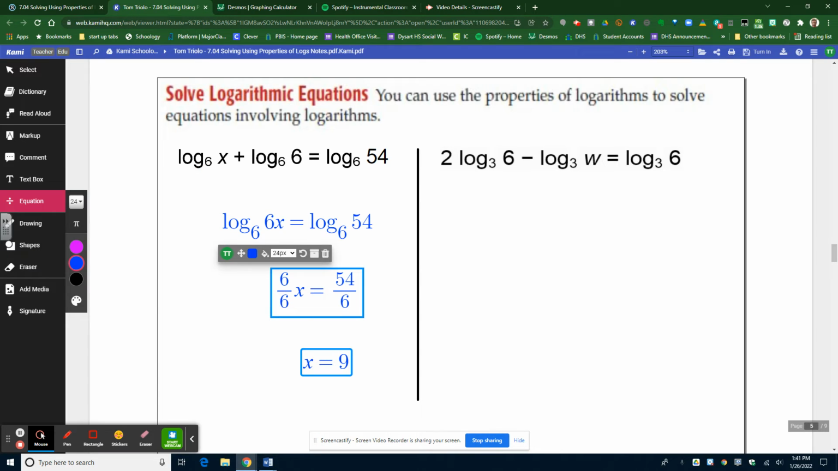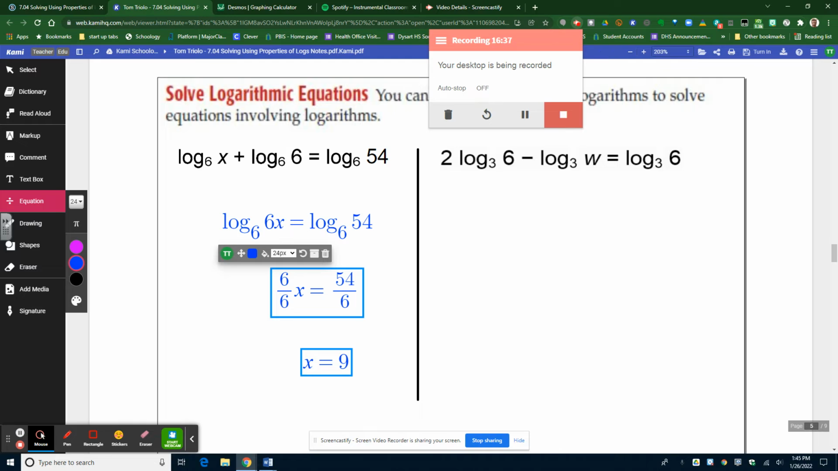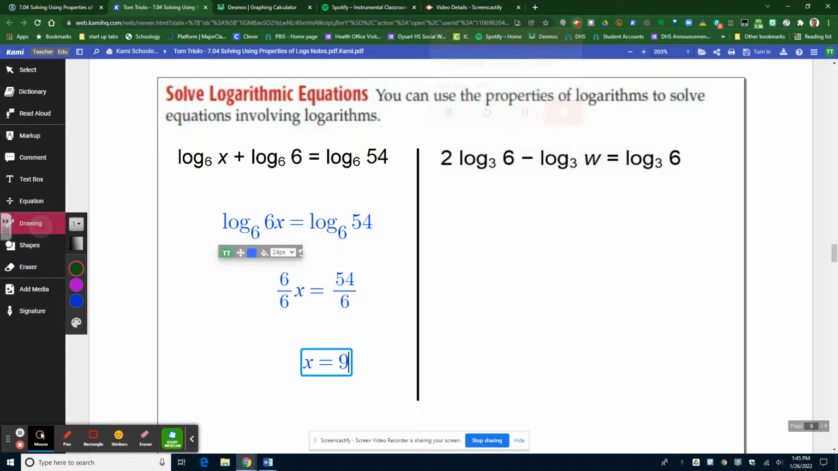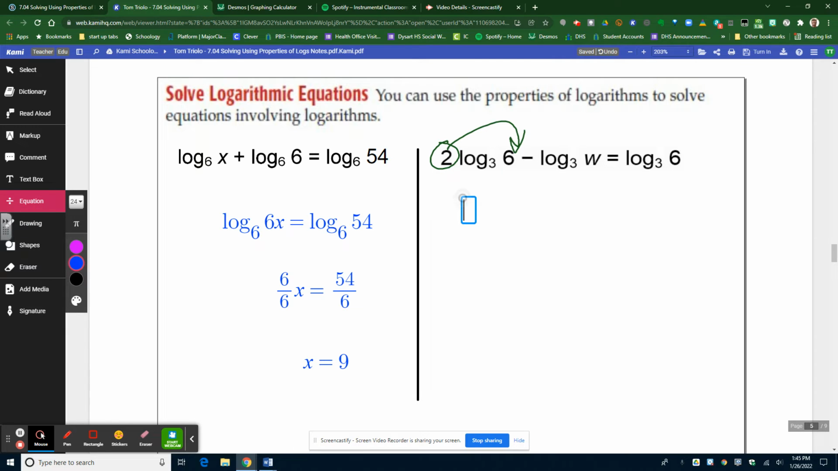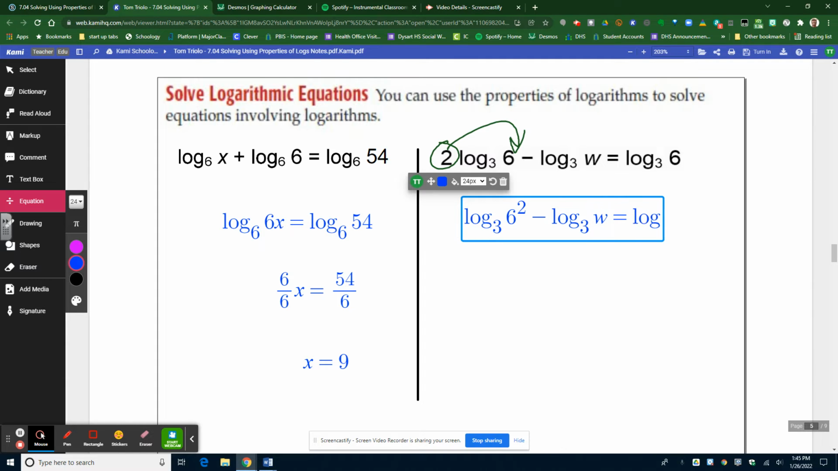All right. So try the one on the right on your own. You're going to need to use 2 different properties, but you need a single logarithmic expression in order to do it. Your first step is to move that 2 back up to the top and use the power rule. So if you did not make that 6 squared, then everything else after that is going to be incorrect. Log base 3 of 6 squared. Everything else stays exactly the same. Minus log base 3 of w, not u, w, equals log base 3 of 6. Okay?